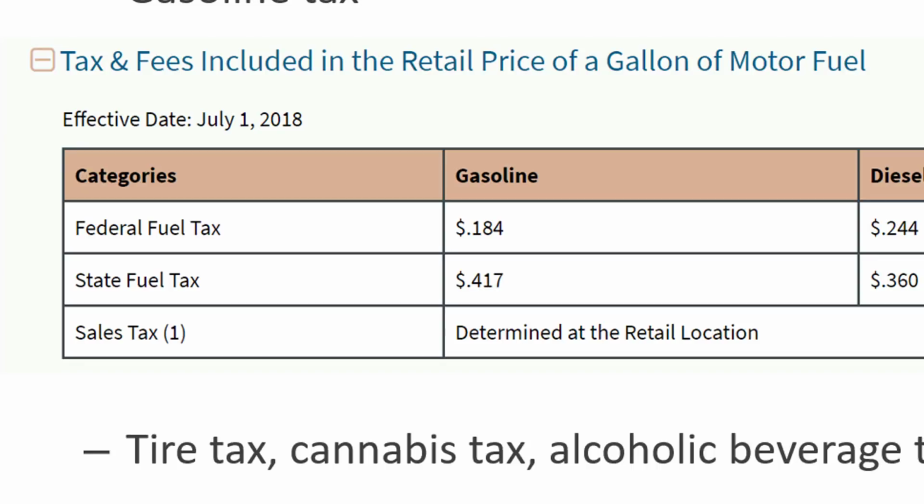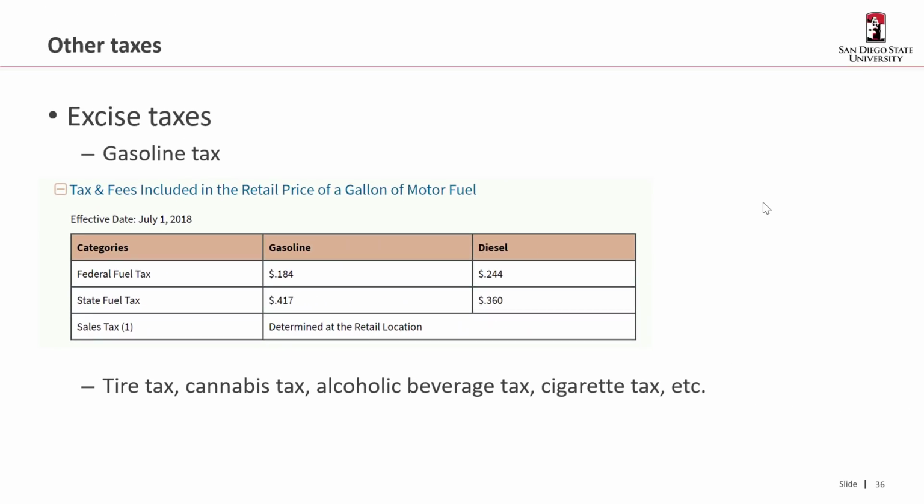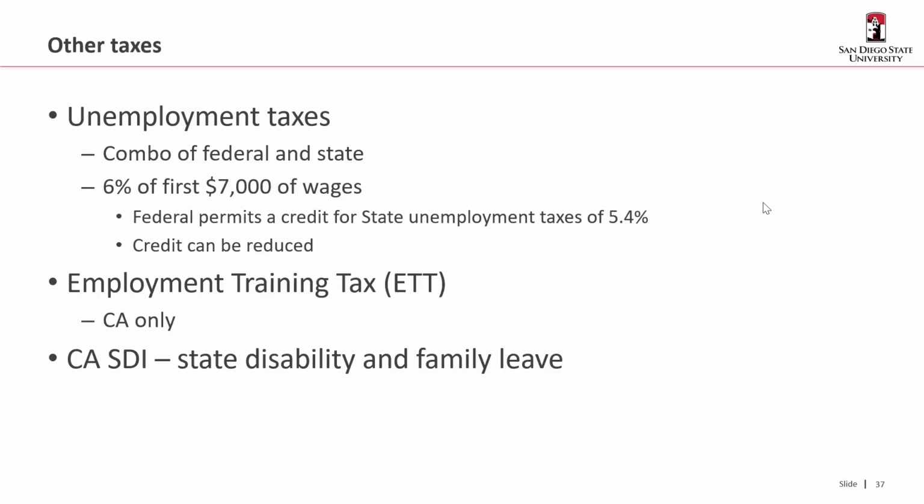So, for example, if you buy gas in San Diego County, not in one of the special places, you're going to pay another 7.75% on the sale of gasoline at its retail price. So there are also other excise taxes. If you get new tires, you pay a tire tax. That's to pay for the disposal of your old tire. There's a cannabis tax, of course. There's a tax on alcoholic beverages. There's a fairly healthy tax on cigarettes, and a number of other smaller excise taxes.